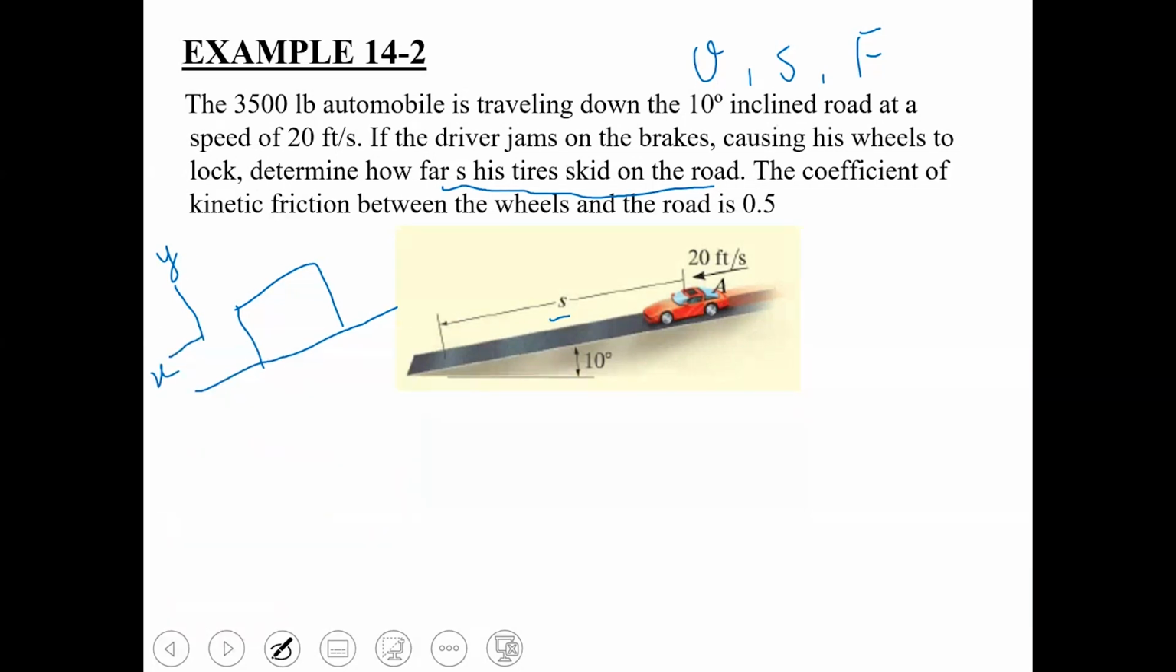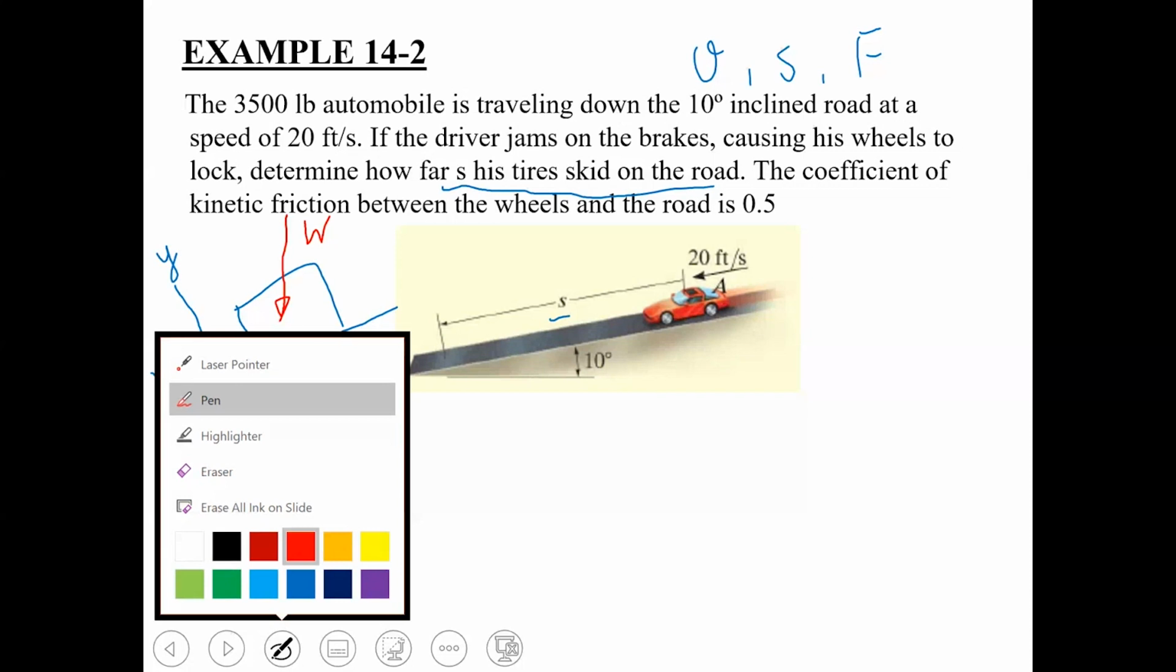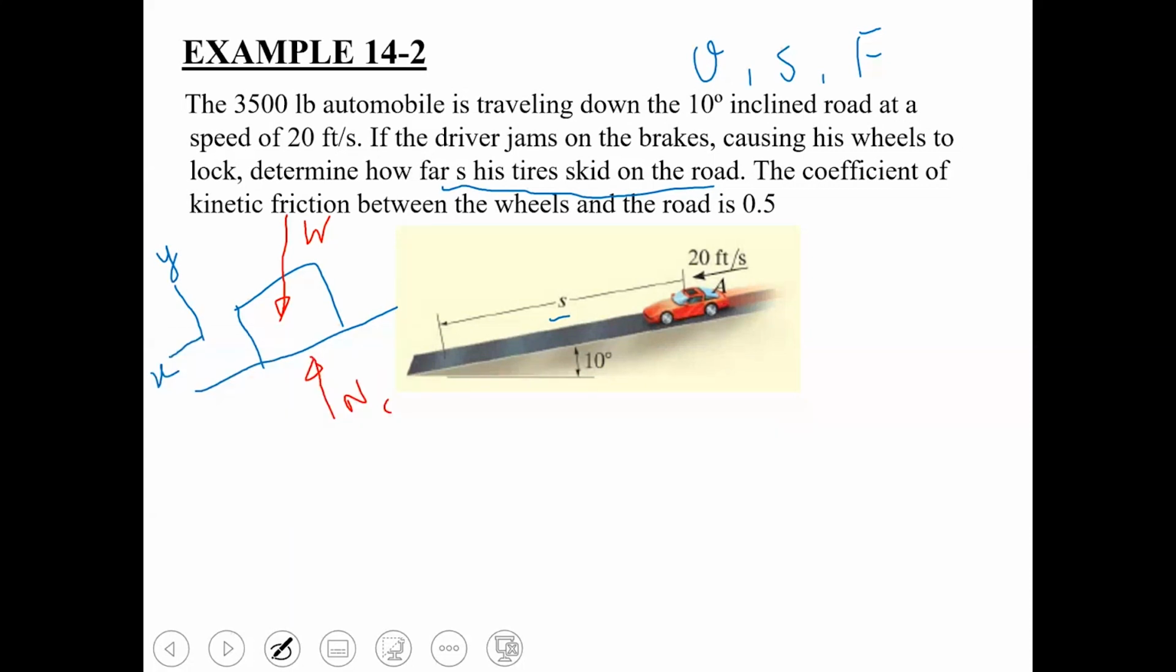Okay, now showing the various forces which are acting on this car. One is going to be the weight of this car, which would be acting vertically downward. Then once you remove this inclined plane, you are going to get a normal reaction force acting in this particular direction. So these are the two forces which would be acting on this car. Is there any other force that is acting on the car? It is the friction between the tires and the road.